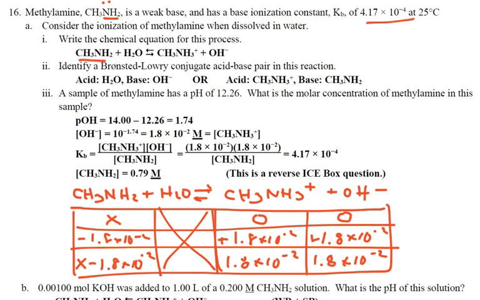So here we go. So you have methylamine plus water. It accepts a proton. It goes this way and becomes the methylammonium and hydroxide. So that should be a kind of standard thing.